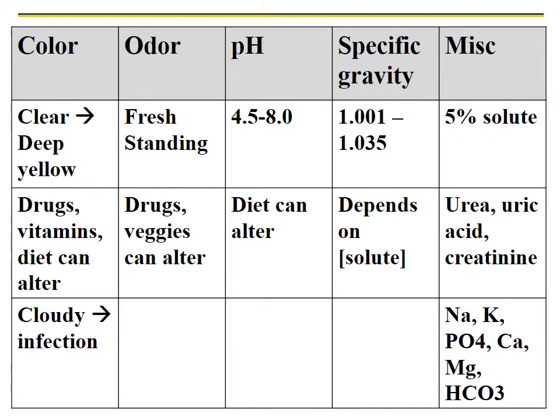Specific gravity. Note the small range. This is a measure of solute concentration in urine. It is tightly controlled as it does affect blood osmolarity. And miscellaneous. Again, we see different chemicals getting removed from the body through the urine. Urea, uric acid, and creatinine are waste products found in predictable amounts. We also see various amounts of ions being excreted.